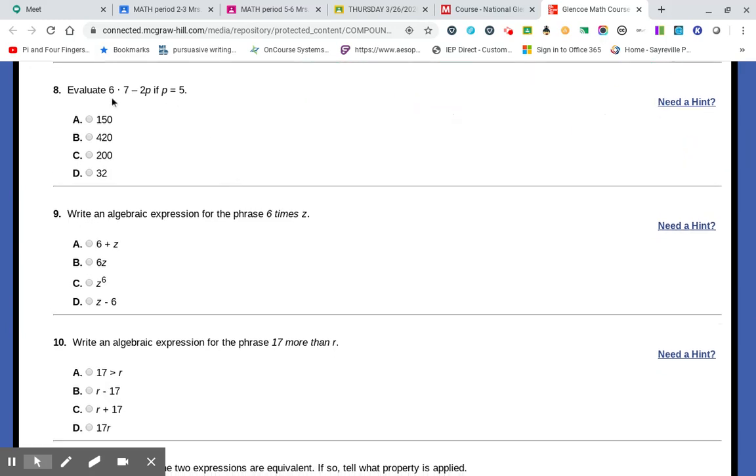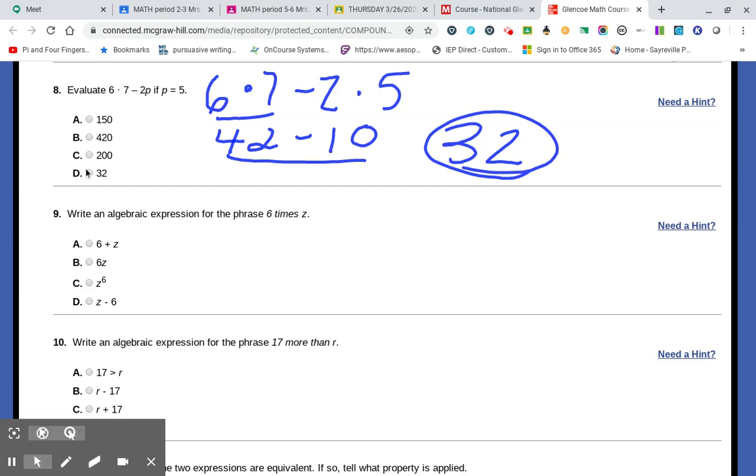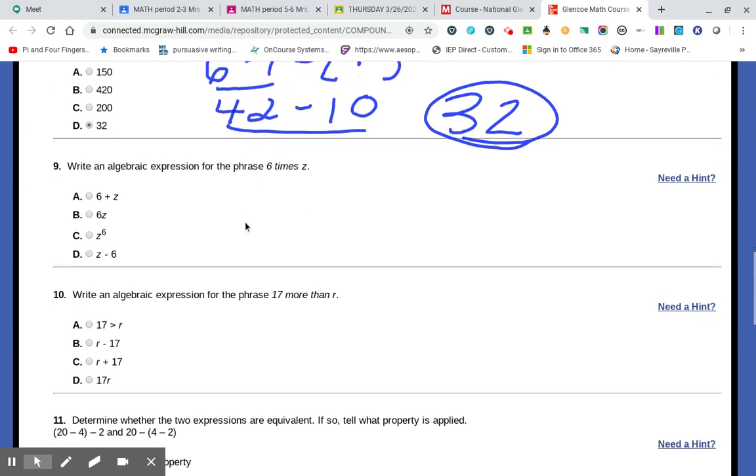Moving along. Same idea here, 6 times 7 minus 2p. What does it mean when a letter and a number are touching? It means multiplication. So let's substitute it in. 6 times 7 minus 2 times 5. Instead of the P, we're going to write 5 there. So then 6 times 7 is 42 minus 2 times 5, which is 10. 42 minus 10 is 32. That would be the answer to 8.